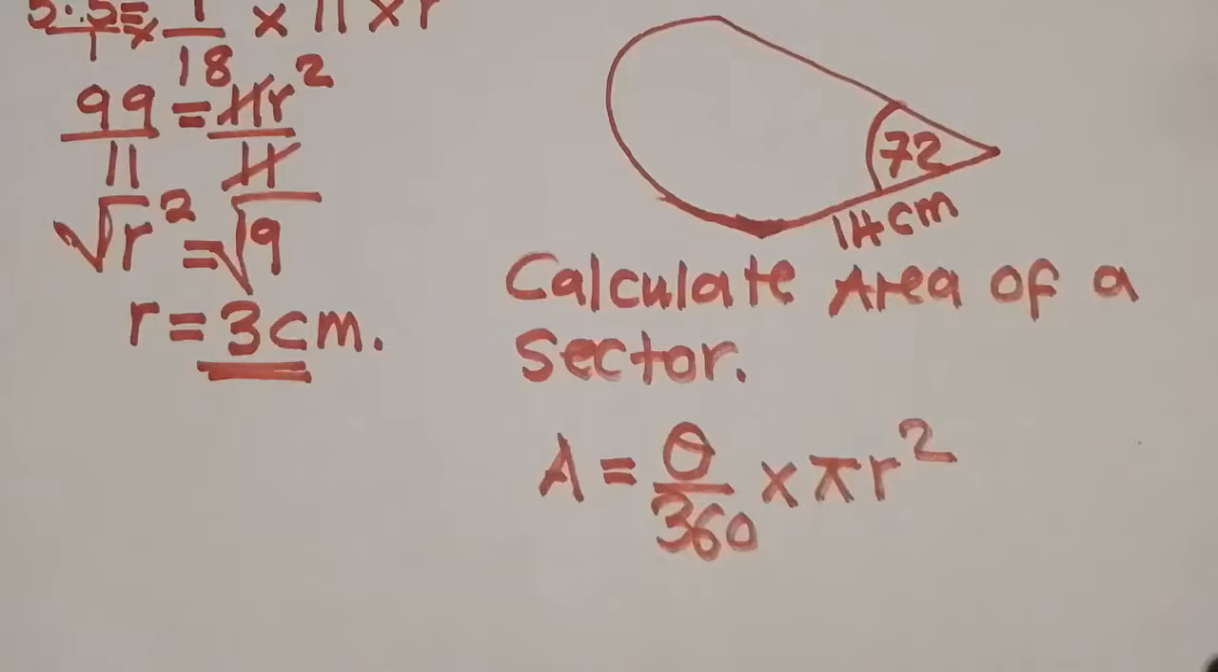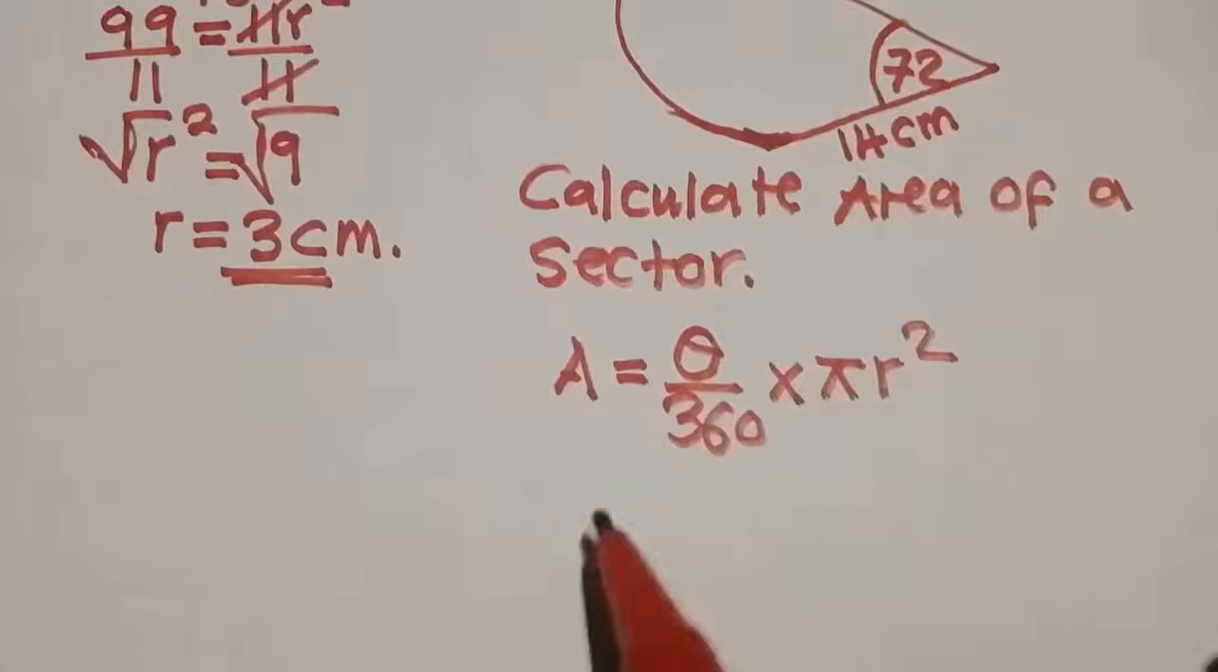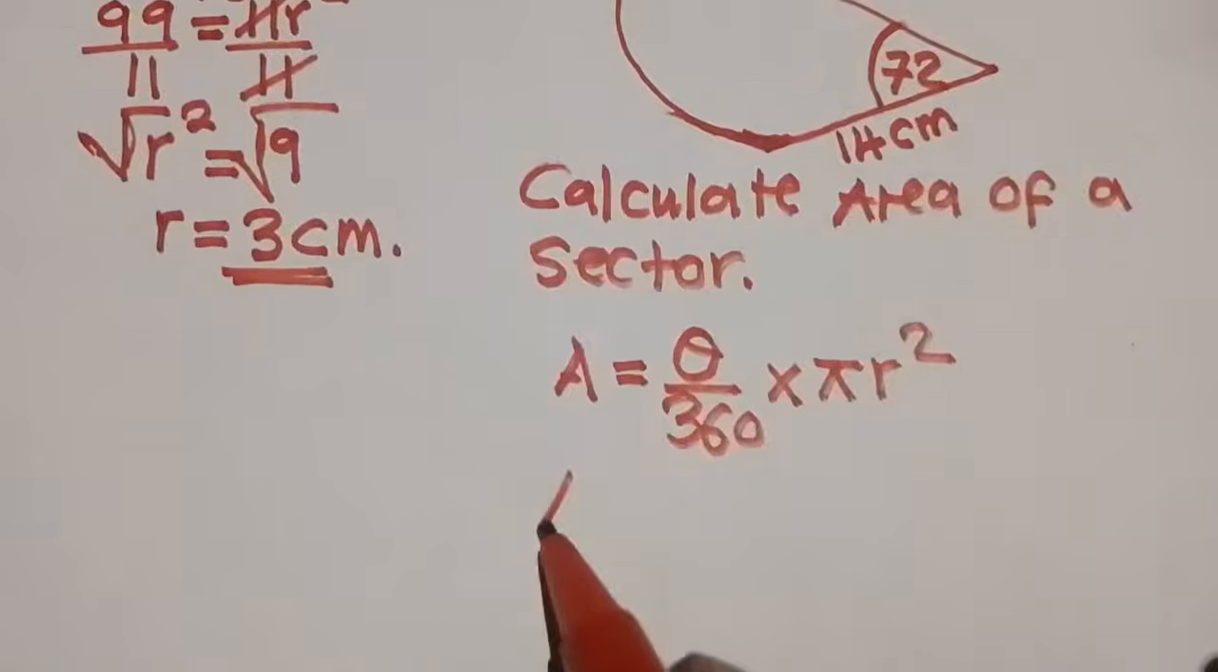Have you seen the way I've done it? This is how we need to do it. These are the things that you need to put into consideration. So now, how can you work out this? What you are going to do is find the area.